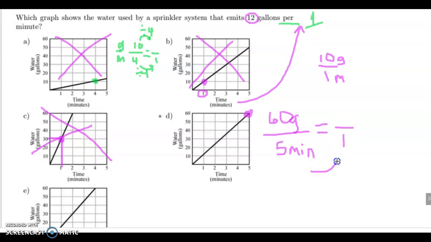Anything I do to the bottom, which is divided by 5, because anything divided by itself is 1, I do to the top, and guess what 60 divided by 5 is? It's 12. So 12 gallons per minute, it matches what I'm looking for. Letter D is my answer. Good luck.